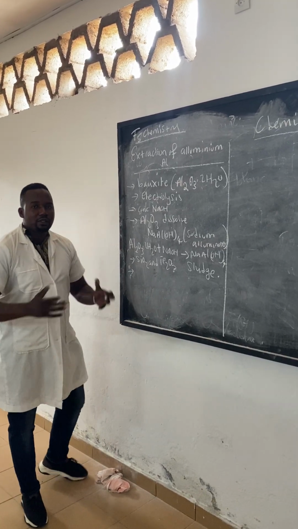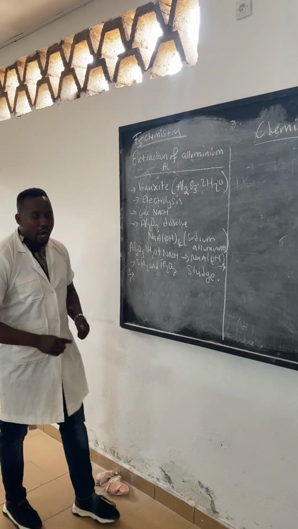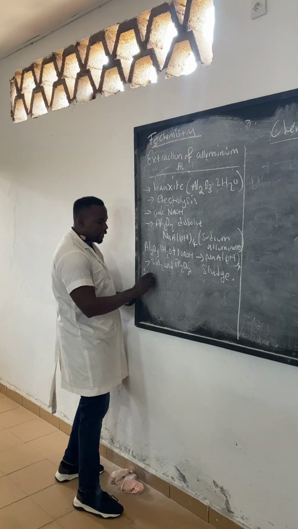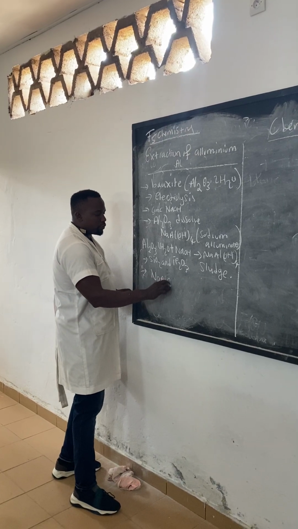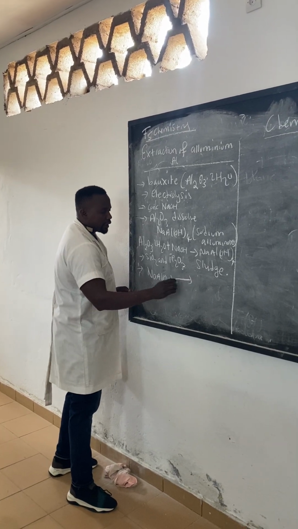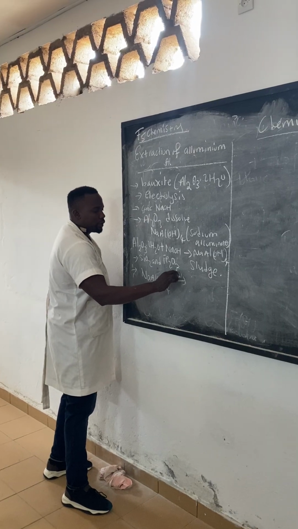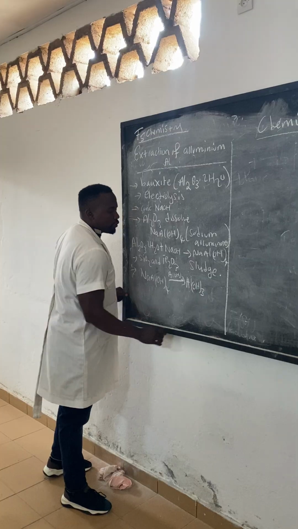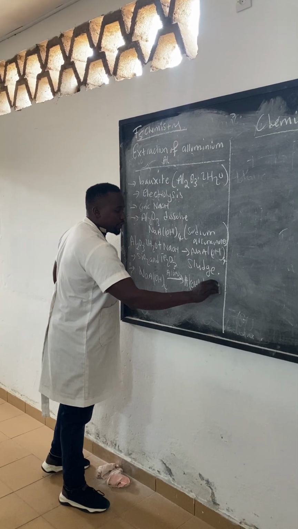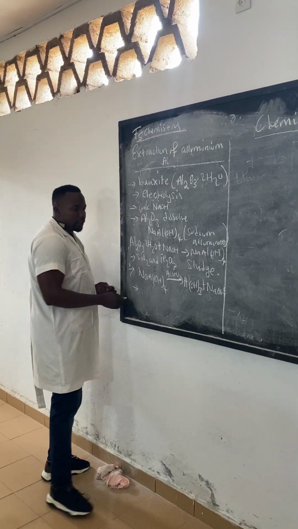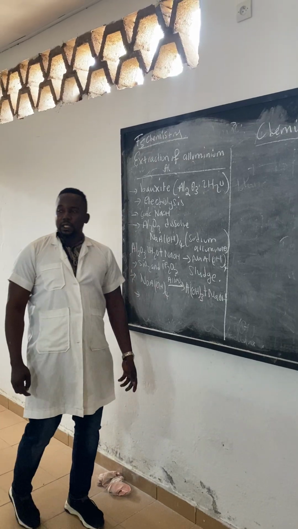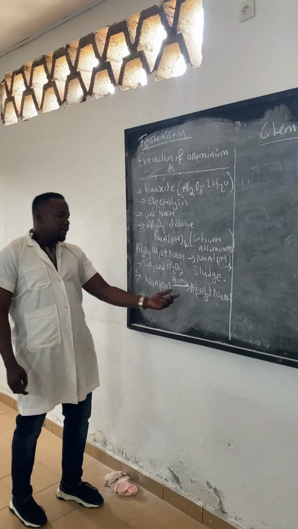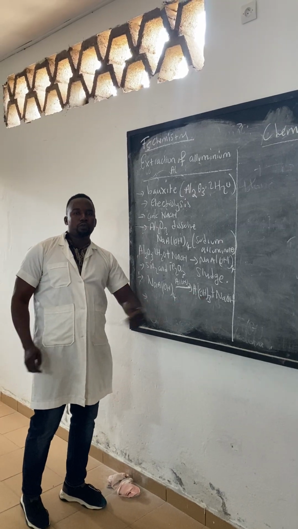Sodium aluminate is then seeded with a bit of aluminium hydroxide to generate more of the aluminium hydroxide precipitate. This is the equation: sodium aluminate is seeded with a bit of aluminium hydroxide to generate more aluminium hydroxide precipitate plus sodium hydroxide. This sodium hydroxide produced here is recycled back for further purification of bauxite. It means I continue my process with aluminium hydroxide.